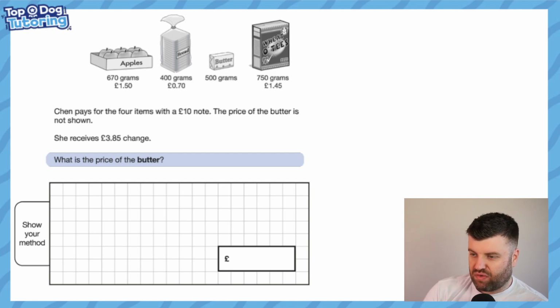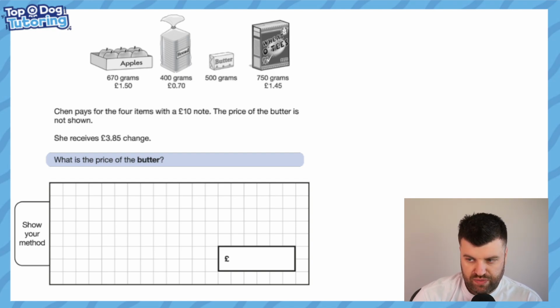Chen pays for the 4 items above, which we can see listed, with a £10 note. This was in a recent SATs paper, and it really got people annoyed. I'll tell you why in a second. See if you can figure it out. The price of the butter is not shown. She receives £3.85 change. What is the price of the butter?